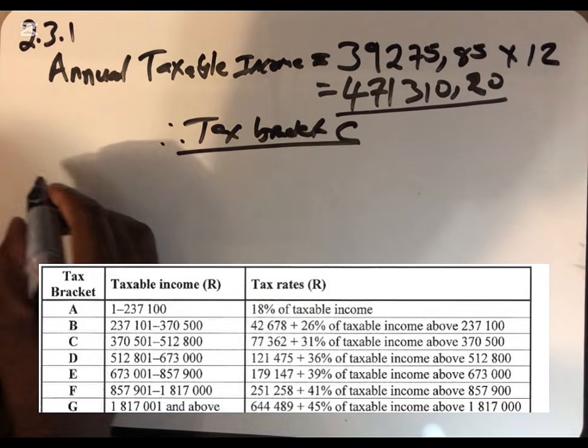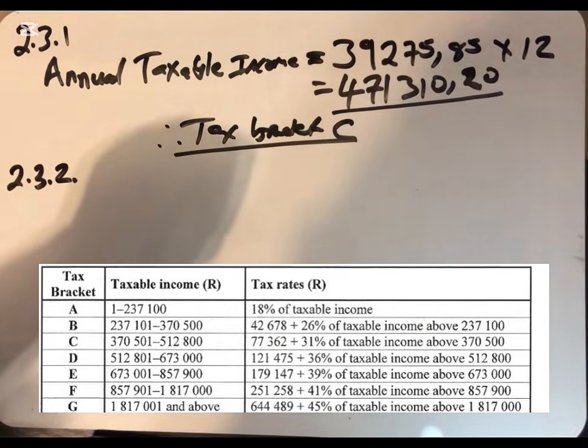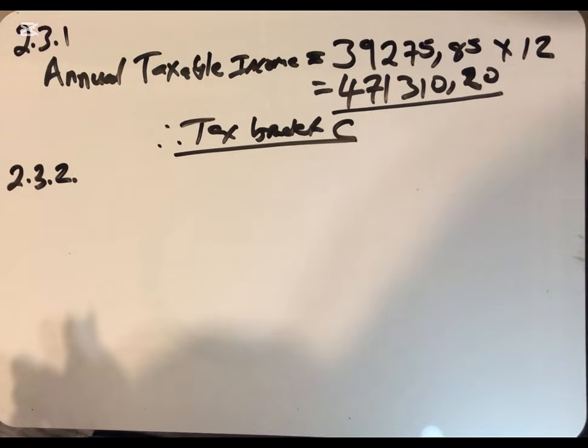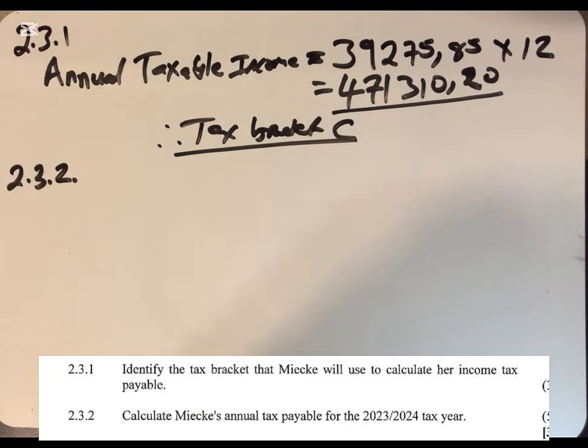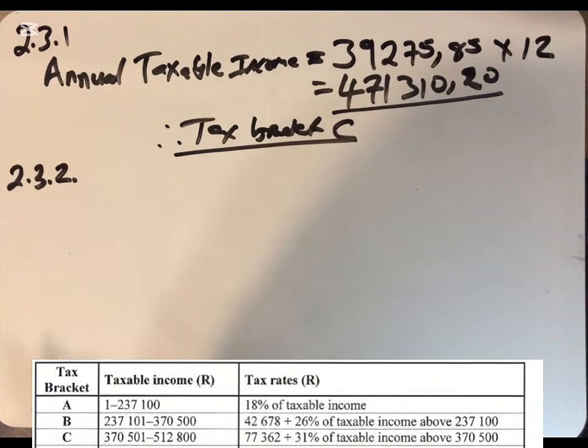Tax bracket C. Now we move to 2.3.2. So the answer for the first one is tax bracket C. You find it by first converting the monthly taxable income into an annual taxable income by multiplying that by 12. Then it takes us to tax bracket C. Next question says: calculate Mikhail's annual tax payable for the 2023-2024 tax year. We have already identified tax bracket C, so what we need to do is copy down tax bracket C. That's the first step before you do any calculations.